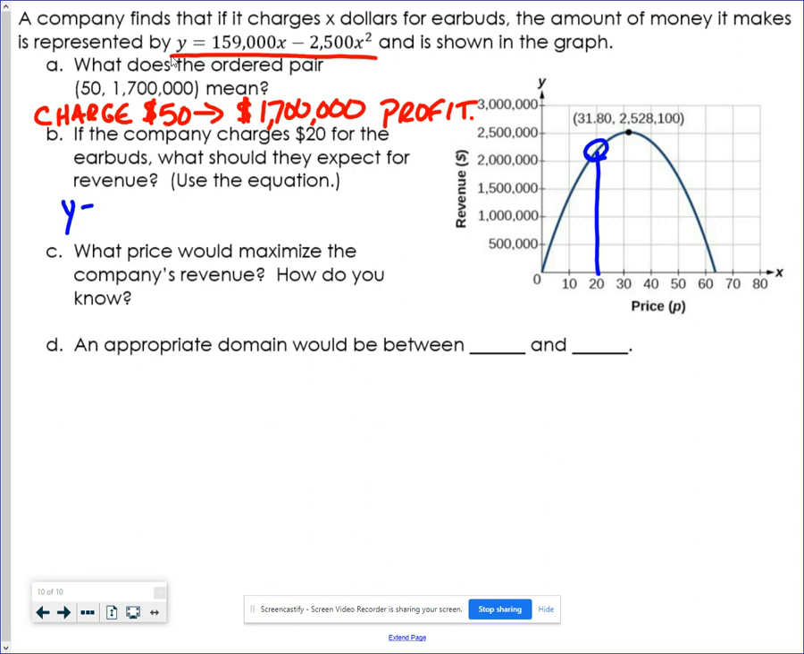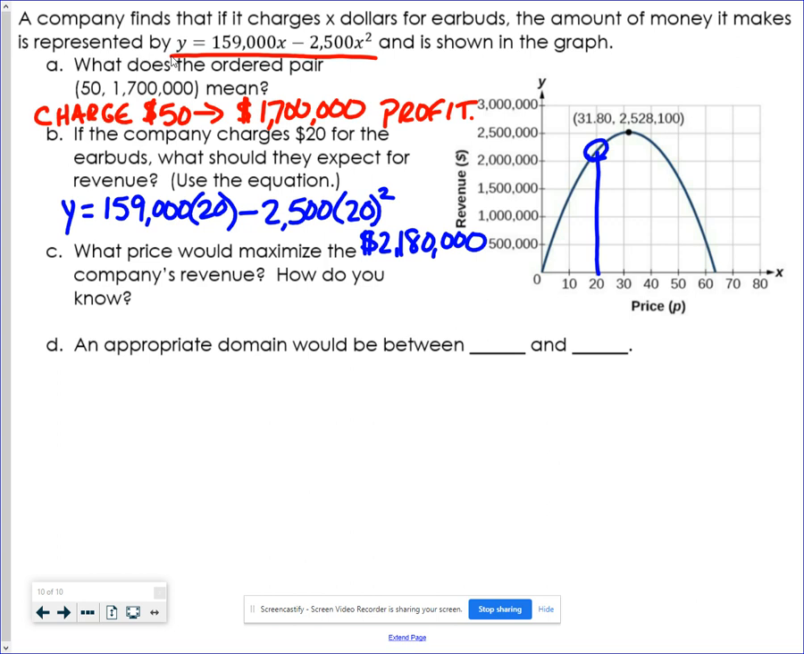So this would be Y equals 159,000 times 20 minus 2,500 times 20 squared. And that is, again, absolutely calculator kind of an issue here. That works out to be just over $2 million in profits, which we said that, right?